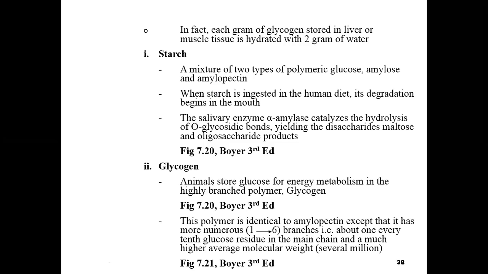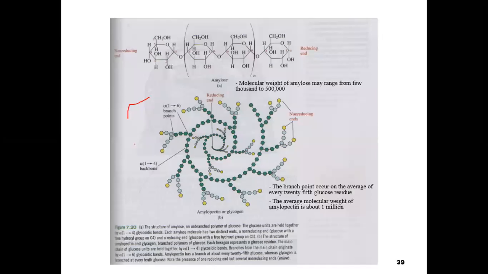Now moving toward the starch. A mixture of two types of polymeric glucose subunits. दो तरह की चेन्स बनाता है स्टार्च में ग्लूकोज. One is the amylose and the second one is the amylopectin. When starch is ingested in the human diet, its degradation begins in the mouth. The salivary enzyme alpha amylase catalyzes the hydrolysis of the glycosidic bonds, yielding the disaccharide maltose and oligosaccharide products.